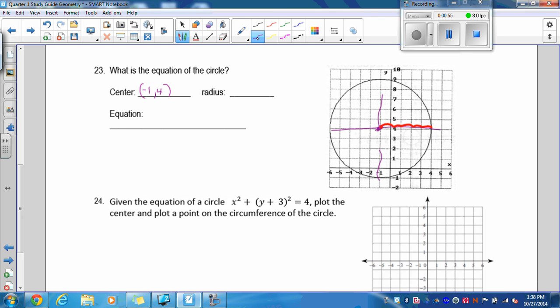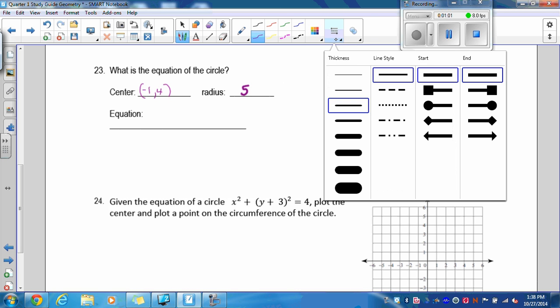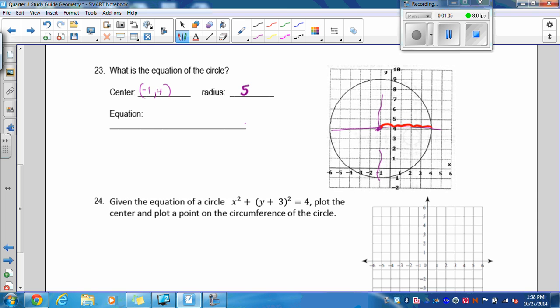Another thing I could do is to use the distance formula in the endpoints, but in this case, it's probably just a little faster to count. So we have the equation for the circle then as x plus 1 squared plus y minus 4 squared equals 25. And that's the equation for our circle.